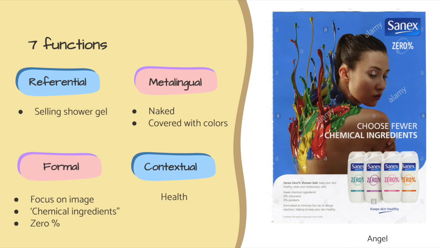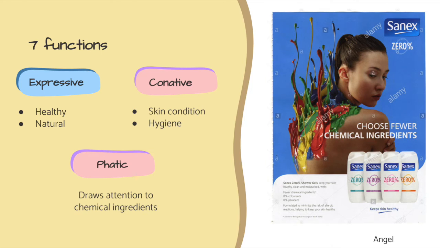The words "chemical ingredients in 0" are clear, but the description text is rather small, which brings focus on the image. For contextual function, it is for skin health concerns and body care. For expressive function, the addresser of the advertisement aims to build a healthy and natural image by providing products that are formulated to minimize risk of allergic reaction and support its slogan, "keep skin healthy", thus leading to the connotative function or the construction of addressee as customers who are concerned about their skin condition and hygiene issues.